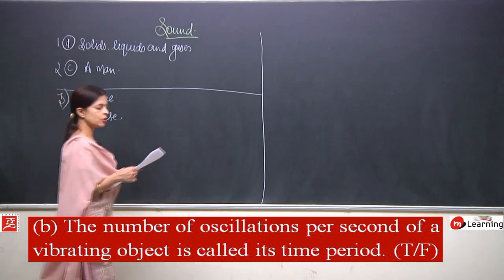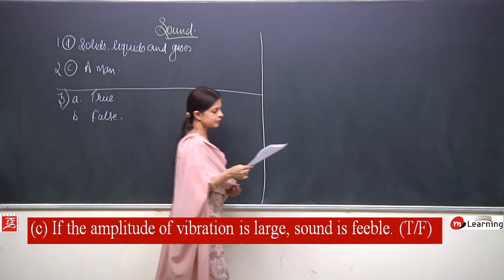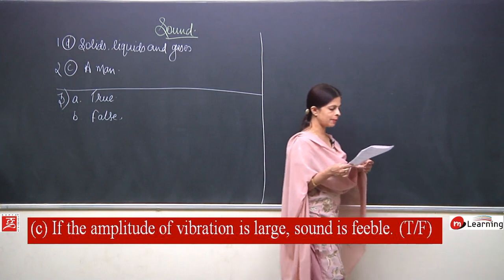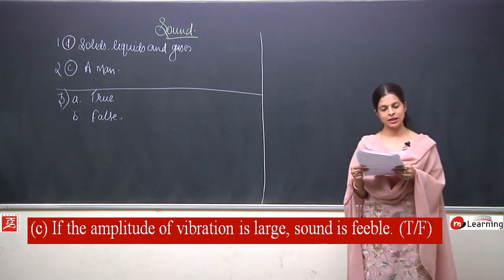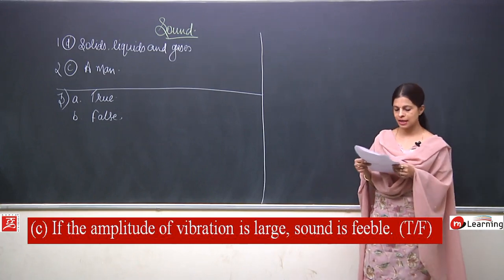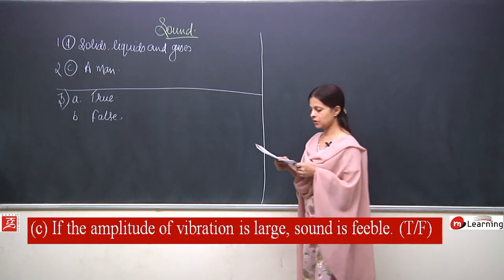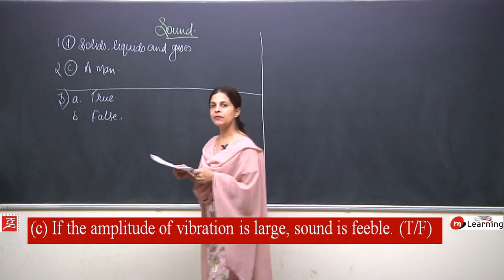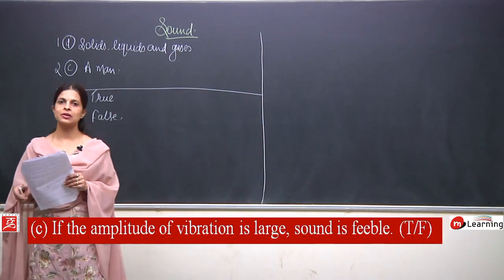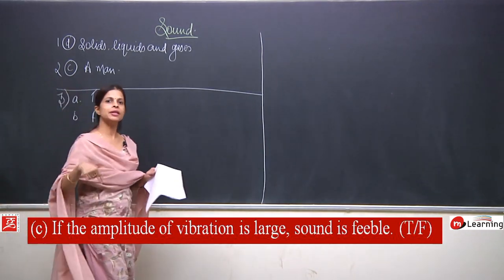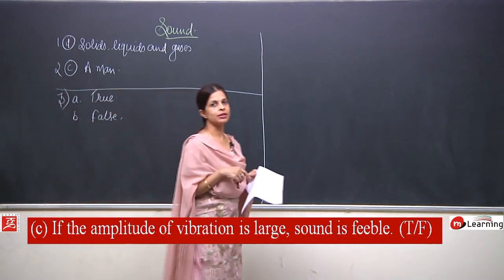Now we'll talk about C. If the amplitude of vibration is large, sound is feeble. What they are asking is, if the amplitude is large, children, then the sound should also be large. We have studied this thing also, that the bigger the amplitude, the louder the sound is, isn't it?